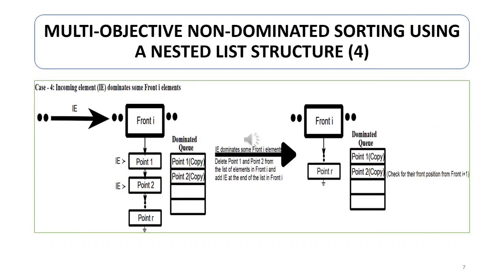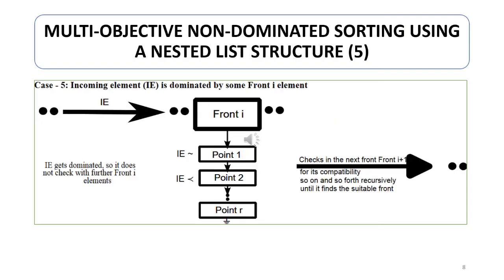Case 4, if the incoming element dominates some elements in front I, it is placed in front I. The dominated elements move to a queue and their correct positions are iteratively determined. Case 5, if the incoming element is dominated by elements in front I, it moves to front I plus 1 and checks for its correct position.